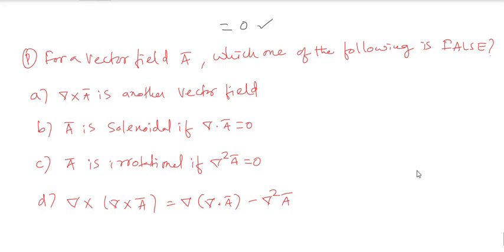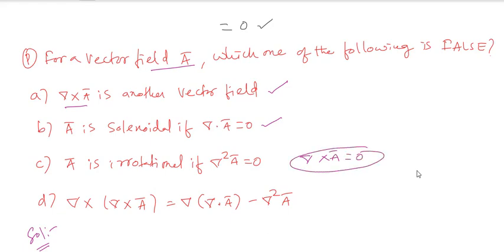Without putting a pen on paper, you can tell the answer directly. They just consider a vector field A bar. Del cross A bar is another vector field, correct only. A bar is solenoidal: del dot A bar, that is divergence of A bar, is 0, so it is correct. Then irrotational means obviously that del cross A bar must be equal to 0. That is curl; if it is 0, then it is irrotational. But they had given del square, so it is a wrong statement.